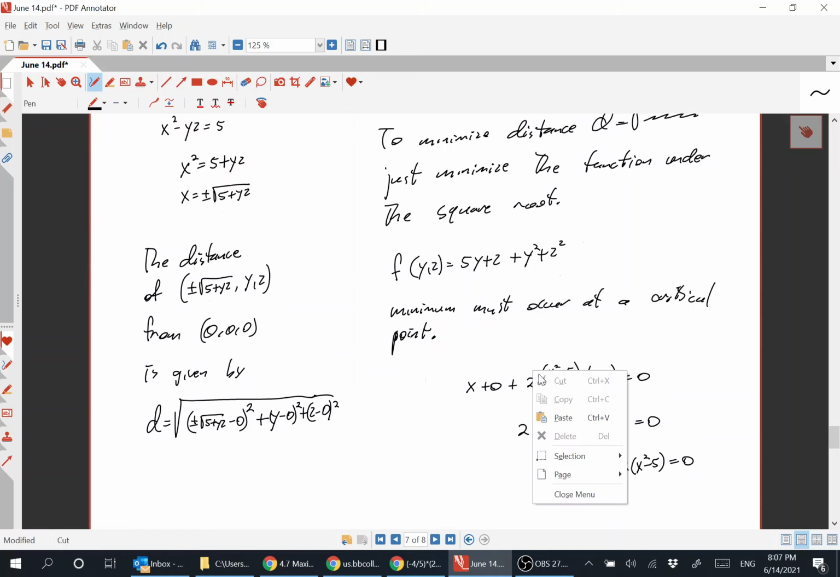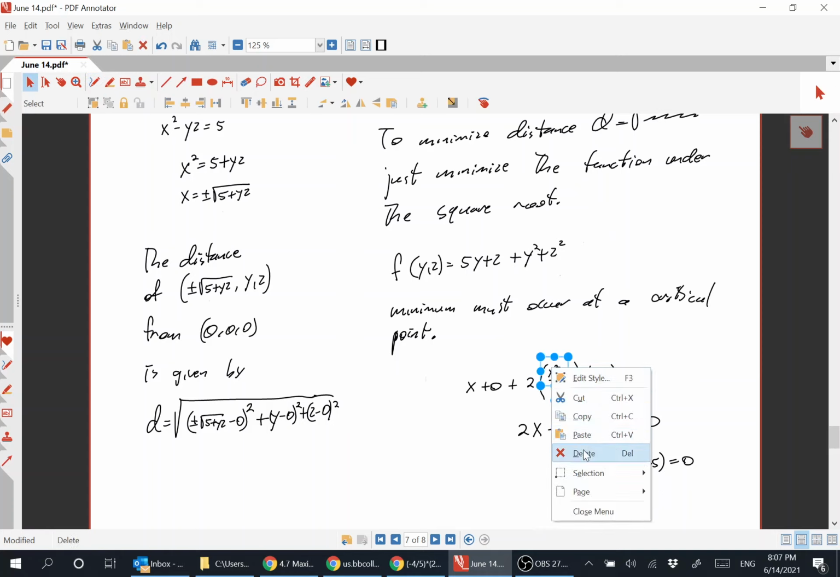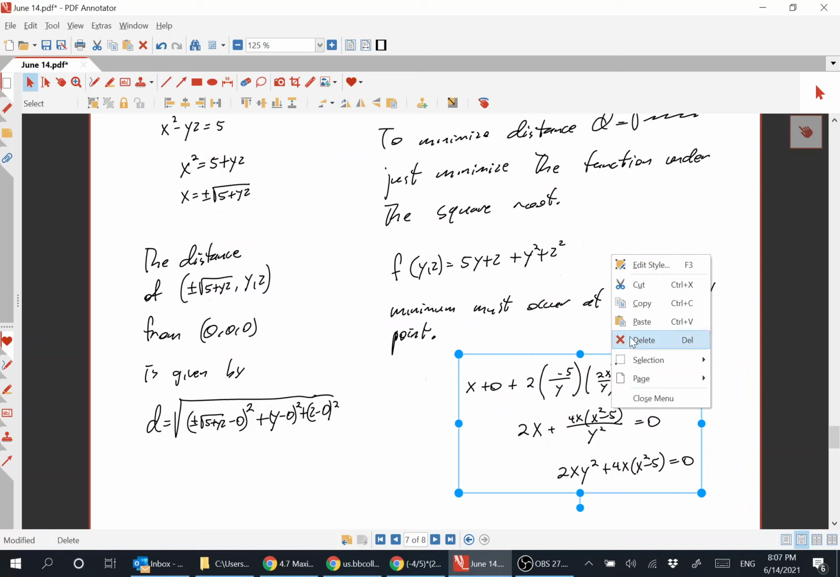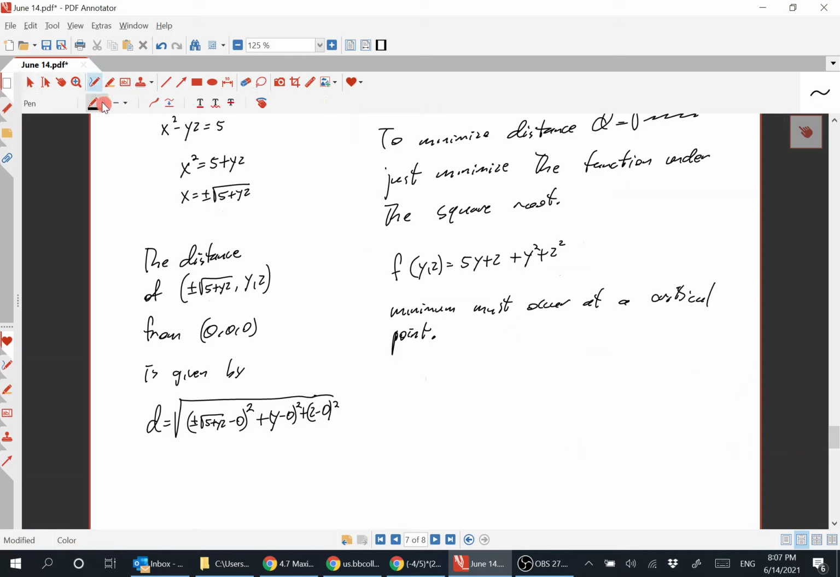So partial derivative of f with respect to y is 5 plus 2y, setting that equal to 0. So y is minus 5/2. And partial derivative of f with respect to z is just 1 plus 2z, setting that equal to 0, so z is equal to negative 1/2. So that's it right there.